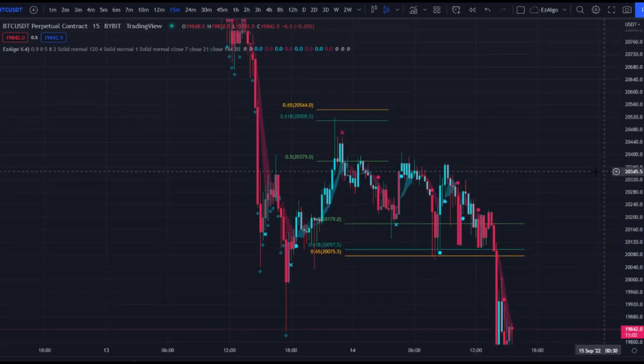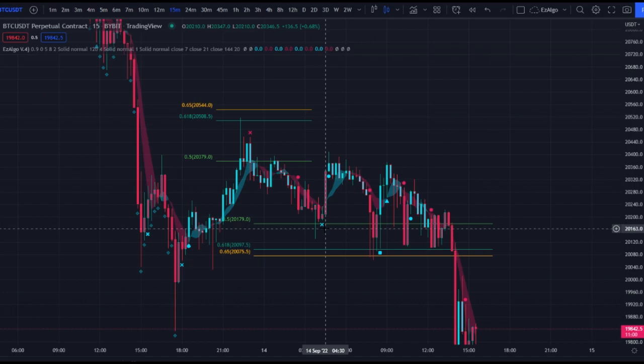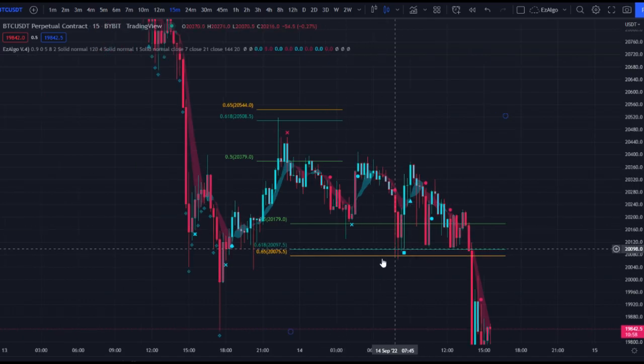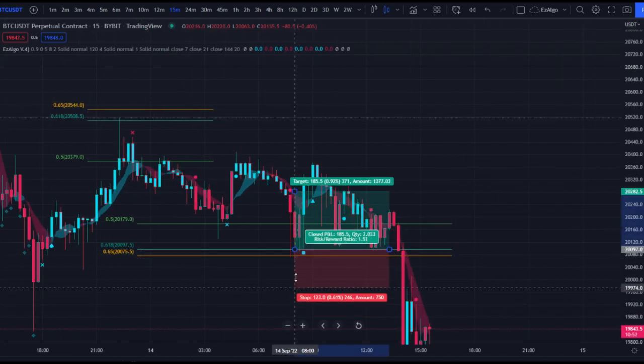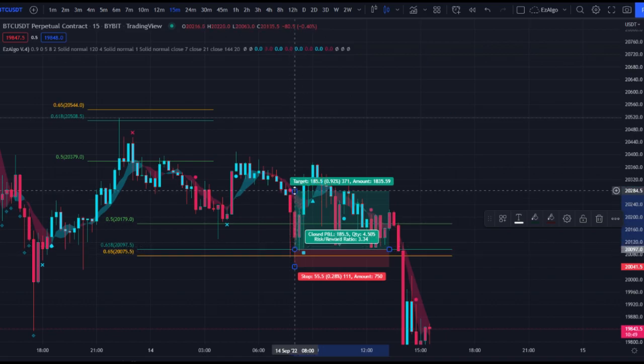Comes right back to the 0.5 Fibonacci retracement level, get a little bit of a pump, comes back down to the golden pocket, and we get another pump, right? That's another opportunity if you wanted to scalp along. If you wanted to scalp along, you can catch a swing failure of these levels.